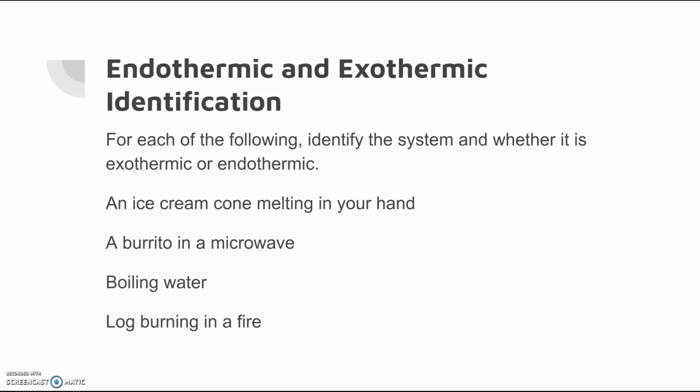The first scenario involves an ice cream cone melting in your hand. The ice cream cone is the system, and it's taking in energy from the surroundings. Therefore, this scenario is endothermic. The second scenario, a burrito in a microwave. The burrito is the system, and it's taking in energy from the microwave. Therefore, this is an endothermic system.